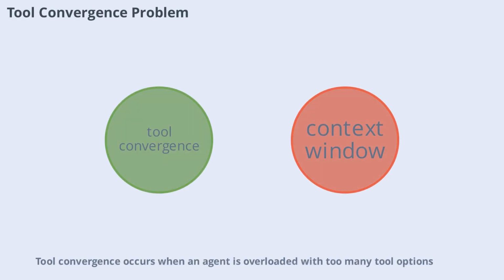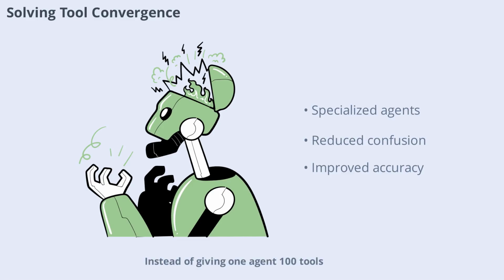Tool convergence occurs when an agent is overloaded with too many tool options. This can flood the model's context window, causing confusion, parameter hallucinations, and poor tool selection. Limiting the number of tools per agent improves accuracy and reduces errors. Instead of giving one agent 100 tools, split them across 5 specialized subagents with 20 tools each. This division reduces confusion and helps each agent make better decisions, leading to more reliable and efficient workflows.